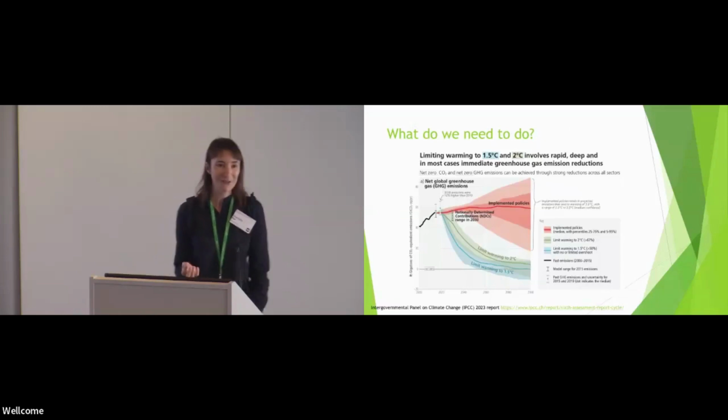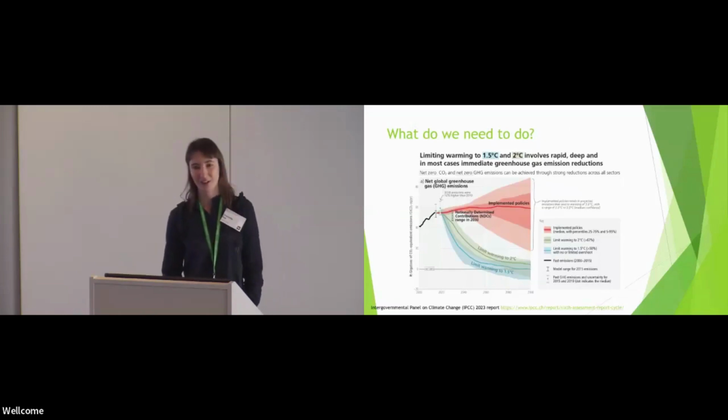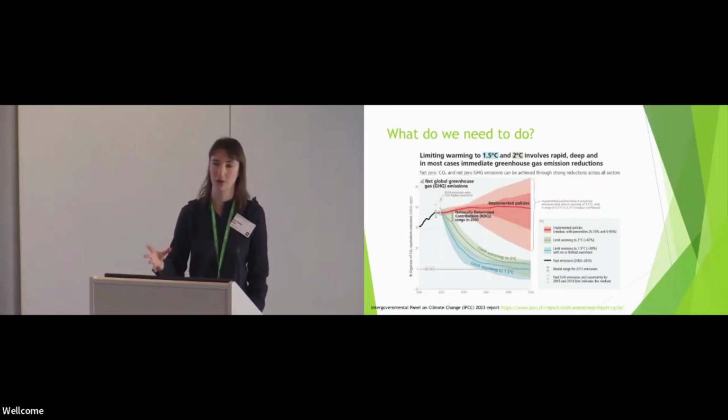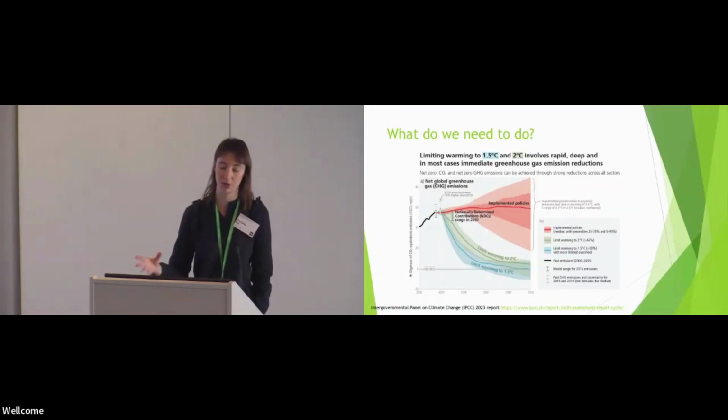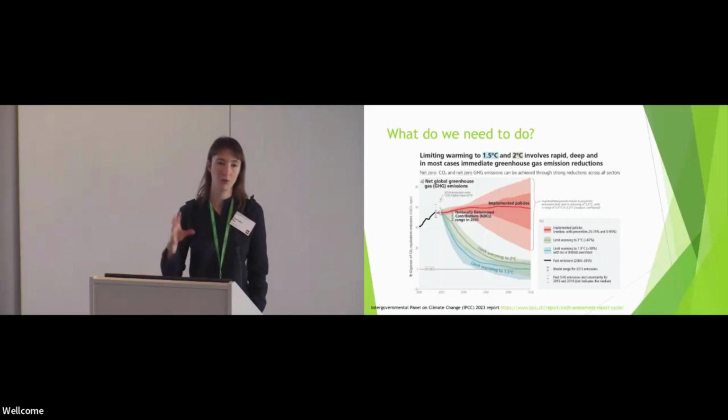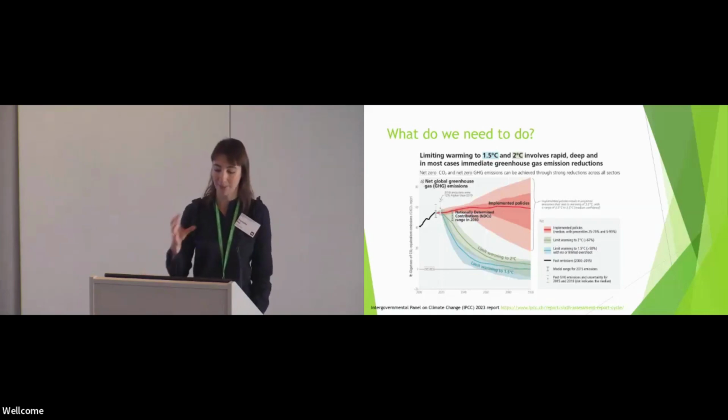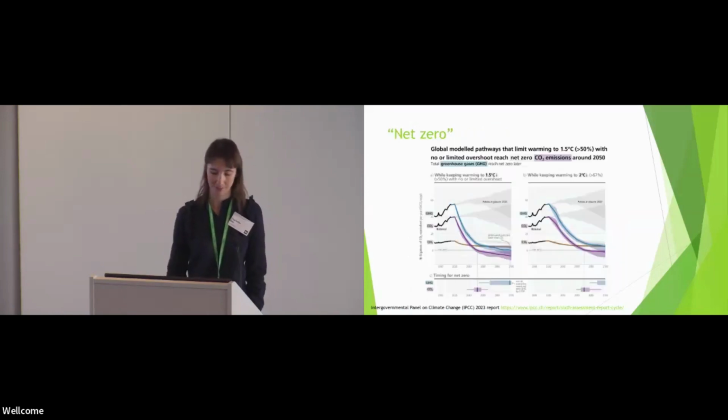Now, we do actually know what we need to do about this. The Intergovernmental Panel on Climate Change tell us that if we're to have even a 50% chance of limiting warming to 1.5 or 2 Celsius, this requires rapid, deep, and in most cases, immediate greenhouse gas reductions. And that includes emissions from our scientific analyses.